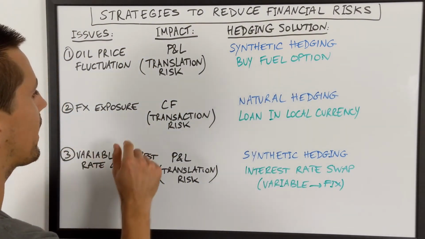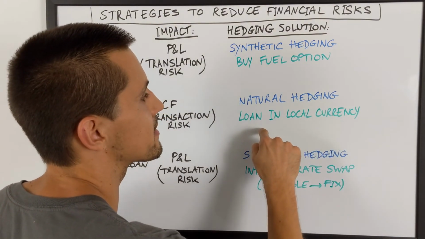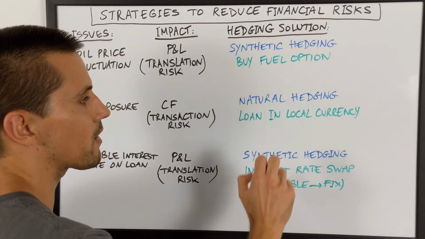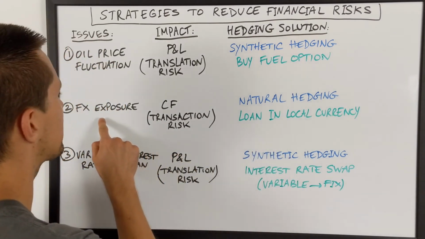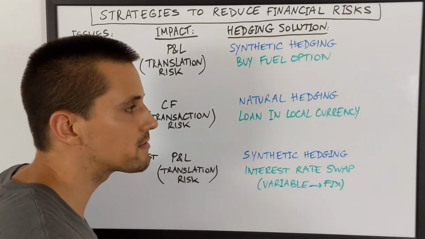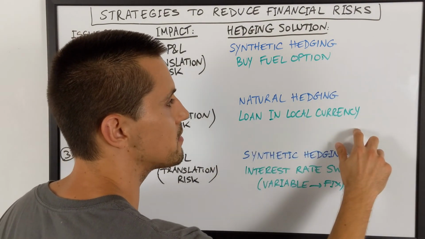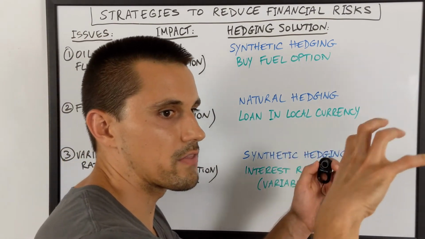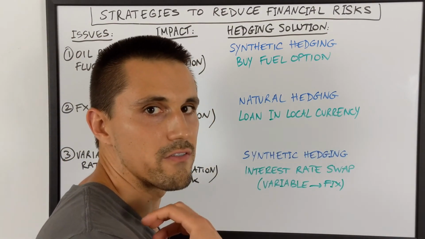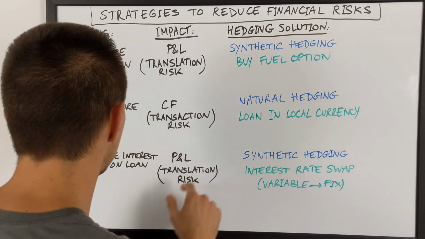Second point, FX exposure. We have discussed it previously in the example here. I would use natural hedging, which means here, let's say I have a big exposure in Australian dollars. I would create a loan in Australian dollars to offset the Australian dollars I need to convert into my US dollars. So that would be my point here.